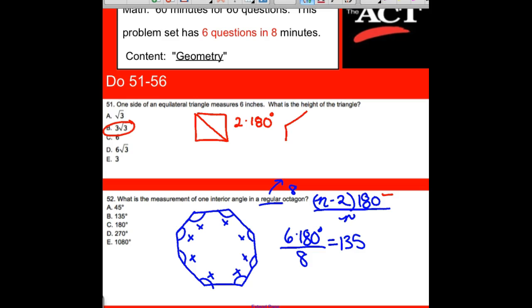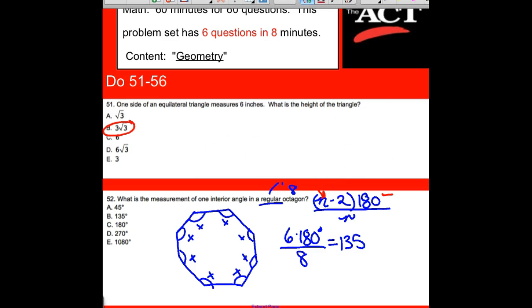A pentagon, which has 5 sides, can be divided into 3 triangles, each measuring 180 degrees inside. So you'll notice that this is 4 minus 2, 5 minus 2. This was 8 minus 2. If we want to know what just one of those angles is, we divide it by how many there are. So each one of those would be 5. So you can kind of see where that comes from. There's always 2 fewer triangles.